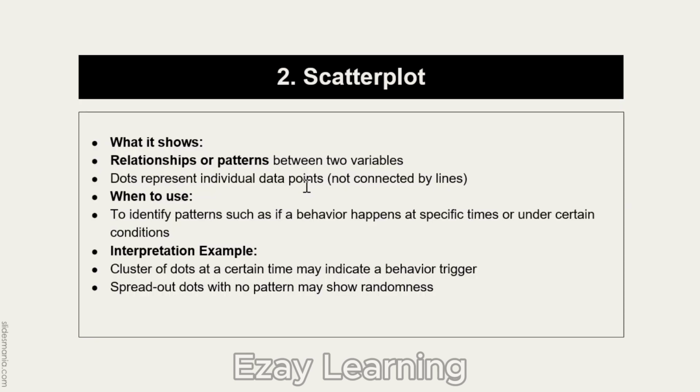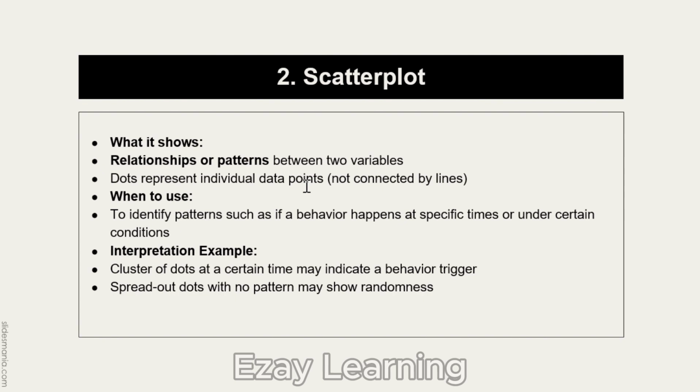So what does it show? It shows relationships or patterns between two variables. Dots represent individual data points not connected by lines. We use a scatterplot to identify patterns, such as if a behavior happens at a specific time or under certain conditions. We are not seeing if this time is related to that. We are simply seeing the relationship or pattern between two different variables.